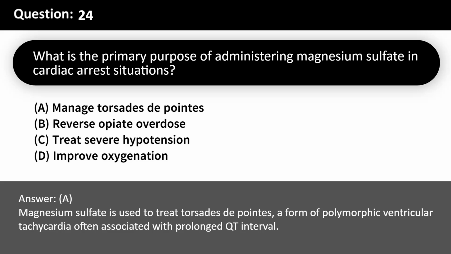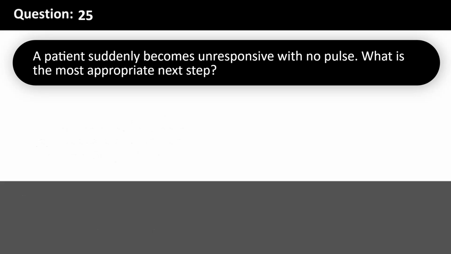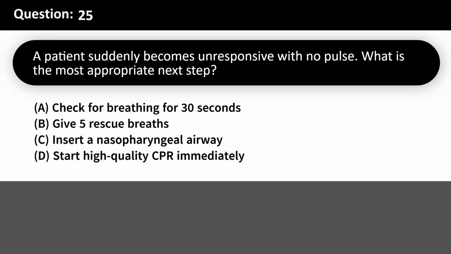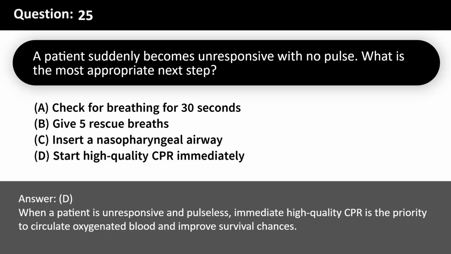A patient suddenly becomes unresponsive with no pulse. What is the most appropriate next step? A. Check for breathing for 30 seconds. B. Give 5 rescue breaths. C. Insert a nasopharyngeal airway. D. Start high-quality CPR immediately. Answer: D. When a patient is unresponsive and pulseless, immediate high-quality CPR is the priority to circulate oxygenated blood and improve survival chances.